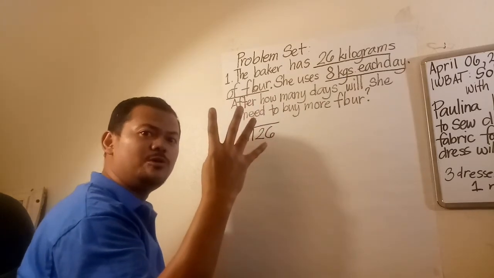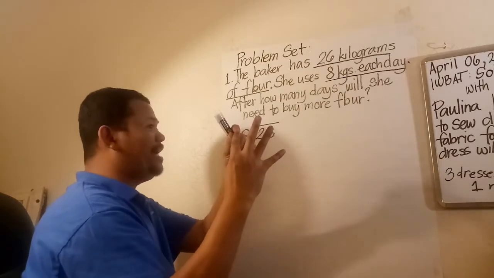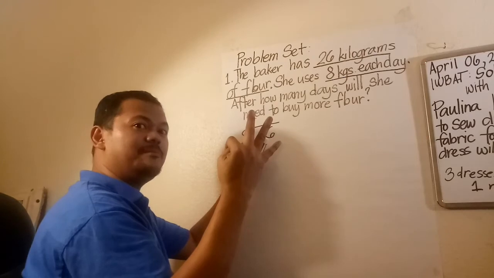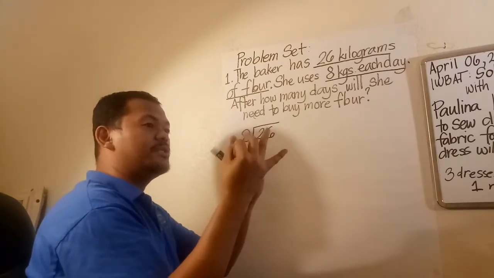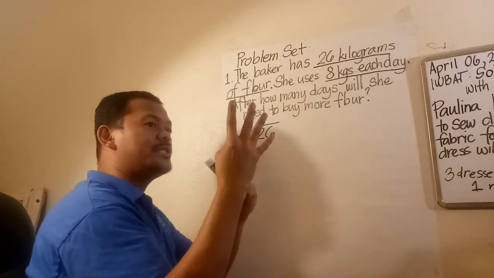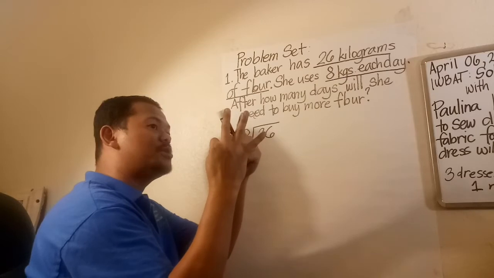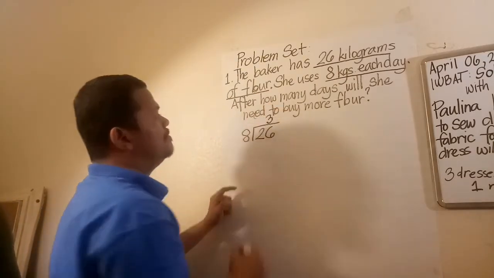Can we use 32? No. Why? Because 32 is bigger than 26. So let's count again by 8: 8, 16, 24, 32. We can't use 32, right? So we can have only 1, 2, 3. Write the 3 here.